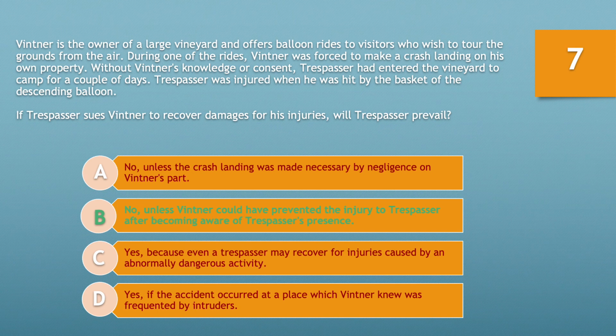And finally, D, yes, if the accident occurred at a place which Vintner knew was frequented by intruders. Again, B is the more correct answer because it specifies that he has actual knowledge of particular location of trespasser and ignores that information and then intentionally, in essence, injures trespasser. As a result, B would be the best answer because, in essence, B would create intention.